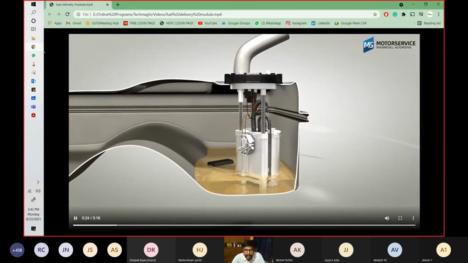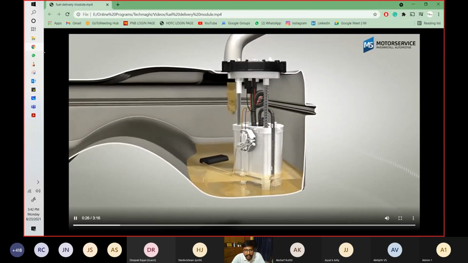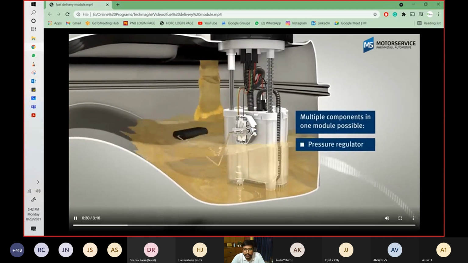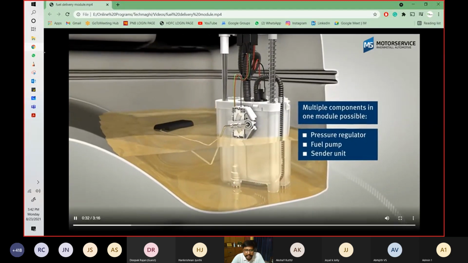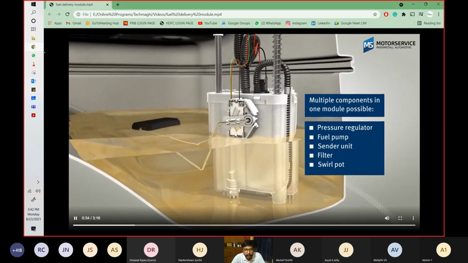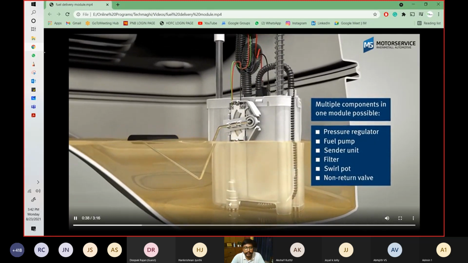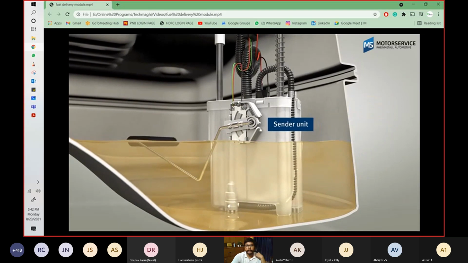So you see, this is the interior of the fuel tank, and the fuel is now filling inside the fuel tank, and this is the fuel pump. This is the sensor that displays the level of the fuel inside your fuel tank, and you see that this much fuel is present inside your fuel tank.